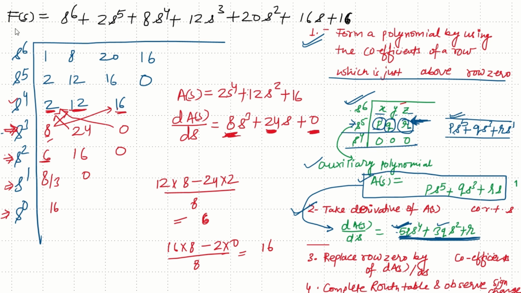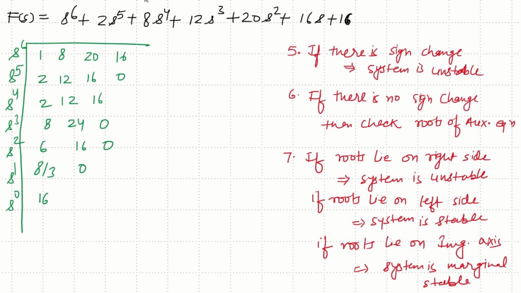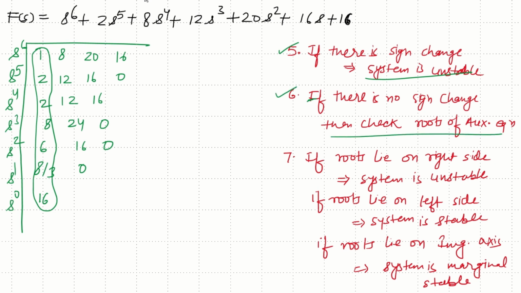Now after completing this Routh table, we will observe the sign change of the first column. If there is no sign change in this first column, we will again have to check one more condition. But if there is any sign change in the first column of this Routh table, then we can say that the system is unstable. So in this case, we will check one more condition to predict whether the system is stable or not. If there is no sign change, then we will check the roots of the auxiliary equation.